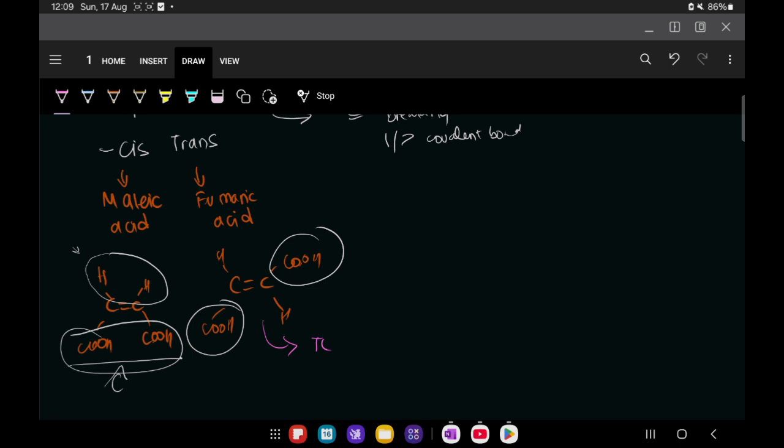Okay, so this is configurational. So cis trans conformations are actually configurational isomers, they're not conformational, for this reason that they'd have to break a bond in order to interchange.